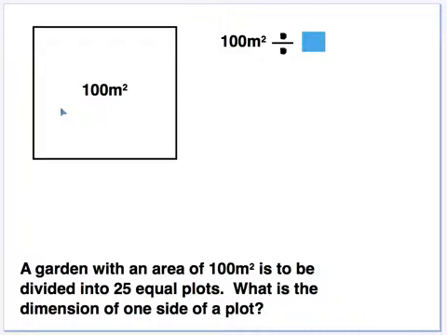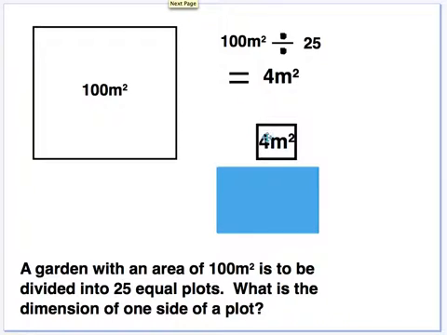By the same token, you've got 100 square meters, so what are you going to divide by to find out the area of one of the plots? Because there's going to be 25 of them, right? So there's 1, 2, 3, 4, 5, 25 of them. I need to find the area of one of them first of all. That's our first step. So you can divide by 25. When you divide by 25, you find out that every little square plot has an area of 4 square meters.